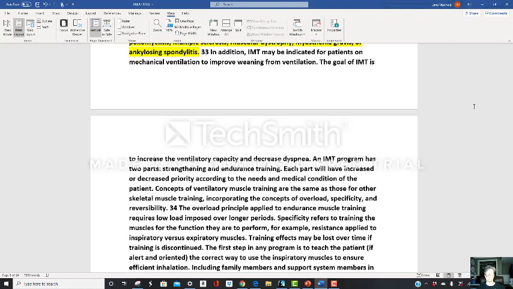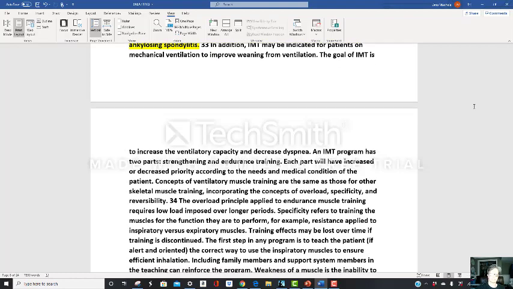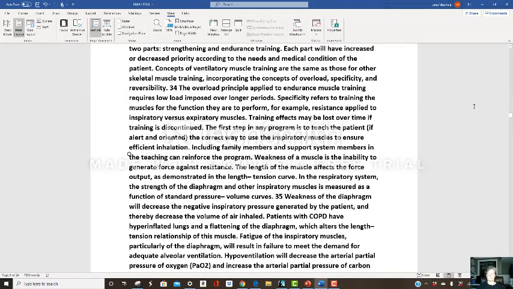Concepts of ventilatory muscle training are the same as those for other skeletal muscle training, incorporating the concepts of overload, specificity, and reversibility. The overload principle applied to endurance muscle training requires low load imposed over longer periods. Specificity refers to training the muscle for the function they are to perform, for example, resistance applied to inspiratory versus expiratory muscles. Training effects may be lost over time if training is discontinued.